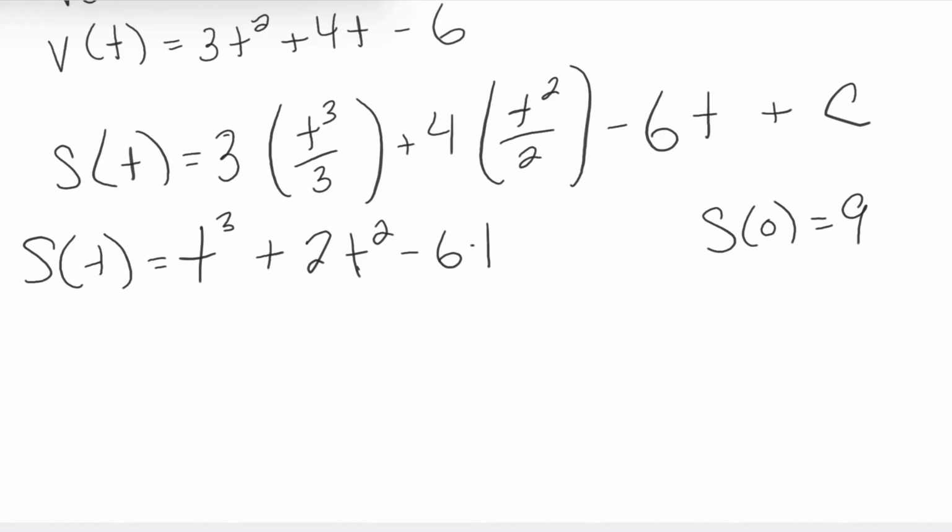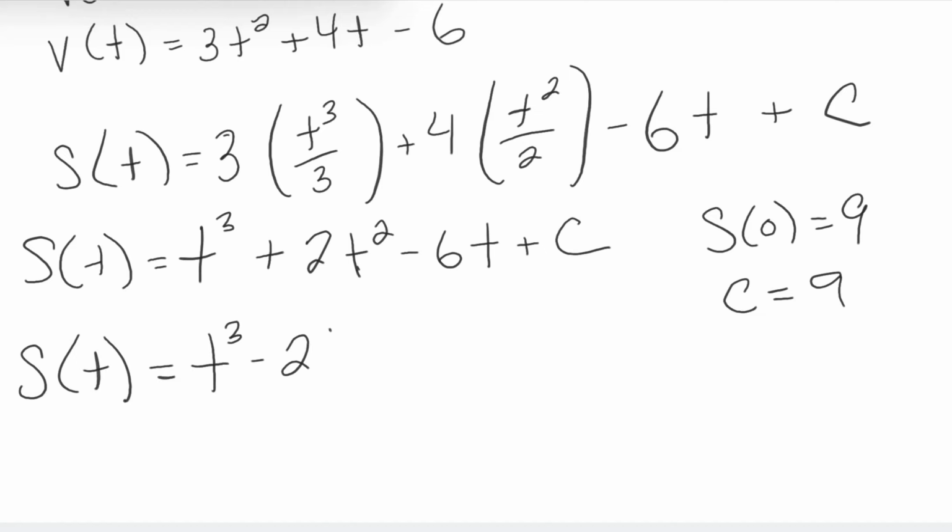All right. So there we've simplified it down. It will be the same too. The 0 is going to cancel out everything except for the c, so c is 9 in this case. So then my final answer, my position function is t cubed plus 2t squared minus 6t plus 9.